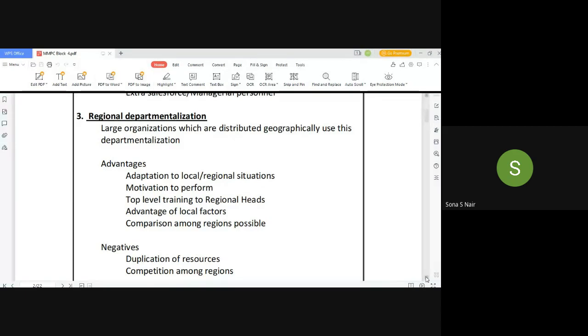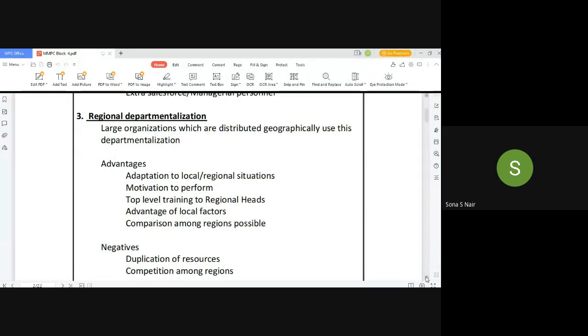Advantages are adaptation to local and regional situations. Again, motivation to perform because it's different from the other regions. Top level training to regional heads is possible. It is only here because they are controlling the region with all the facilities. So they would get to do strategic planning. They would get to take decisions for the whole organization of that region, and because of it, they will get training.